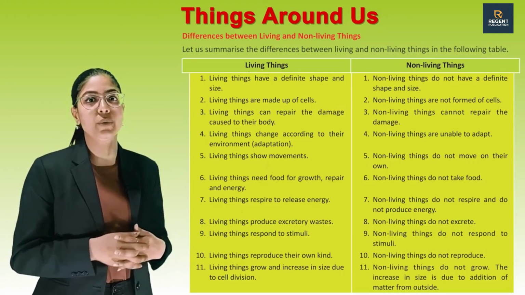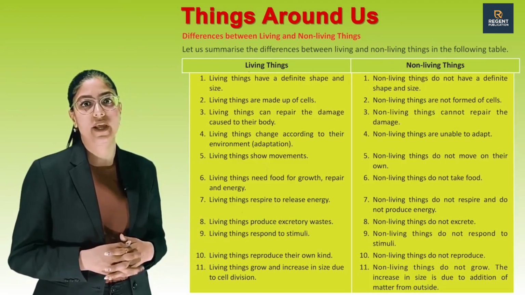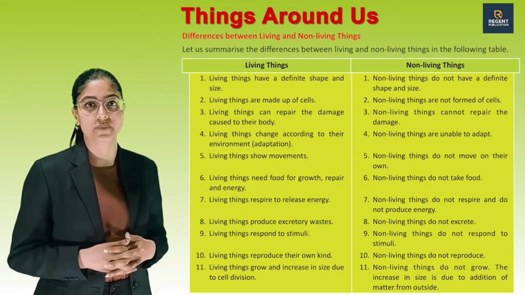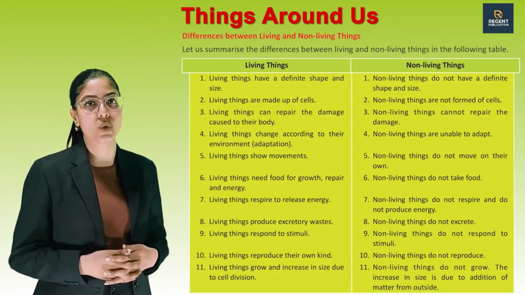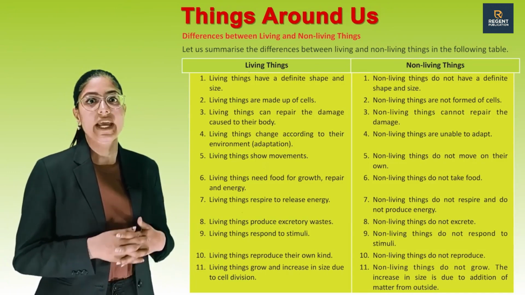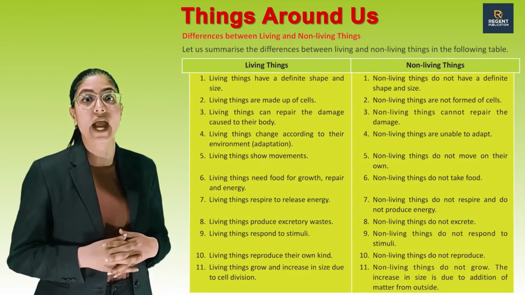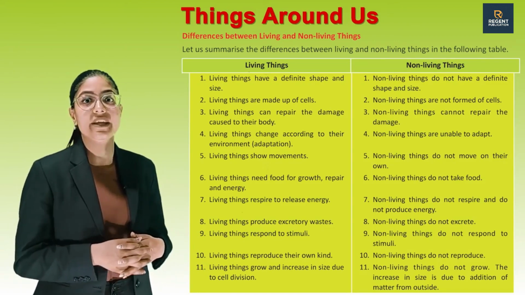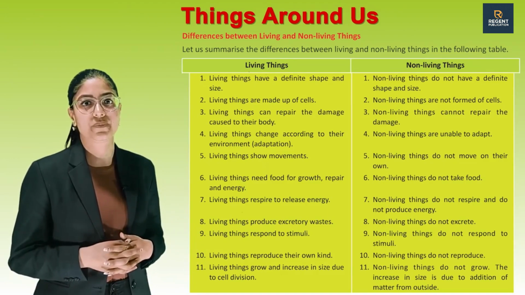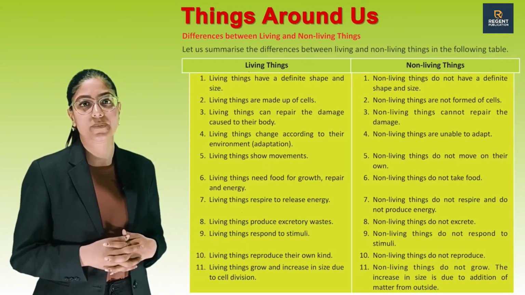Living things change according to their environment, which is adaptation. Non-living things are unable to adapt. Living things show movement, while non-living things do not move on their own. Living things need food for growth, repair and energy, while non-living things do not take food. Living things respire to release energy, while non-living things do not respire and do not produce energy. Living things produce excretory waste. Non-living things do not excrete. Living things respond to stimuli, while non-living things do not respond to stimuli.